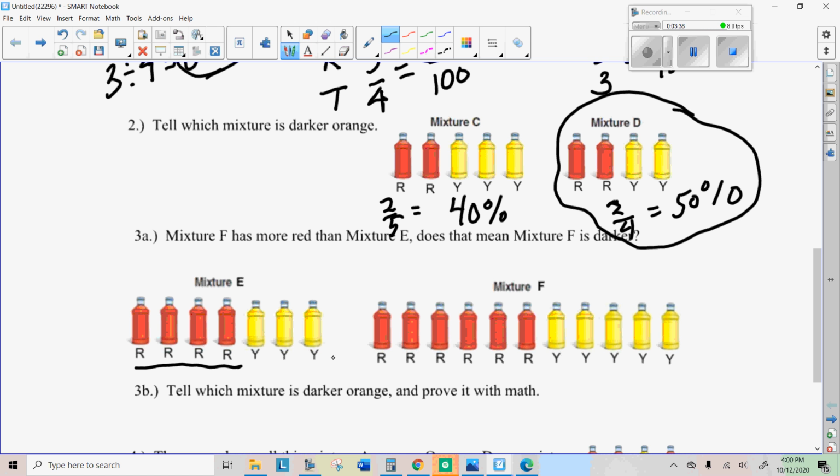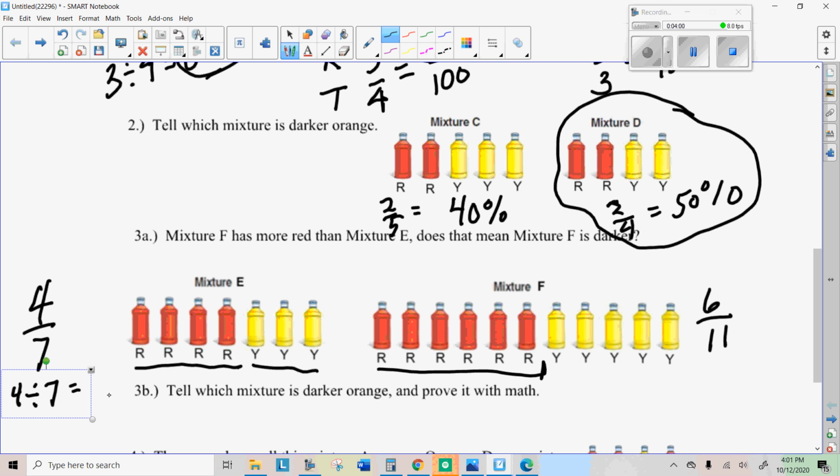This one has 4 out of, you got to count them all, 7. 4 out of 7 red. This one has 6 out of 11 red. So go ahead and find the percents for each of those. Once again, the really quick way to do the percent is just do 4 divided by 7 and then move the decimal over 2 places. Okay, give that a shot.